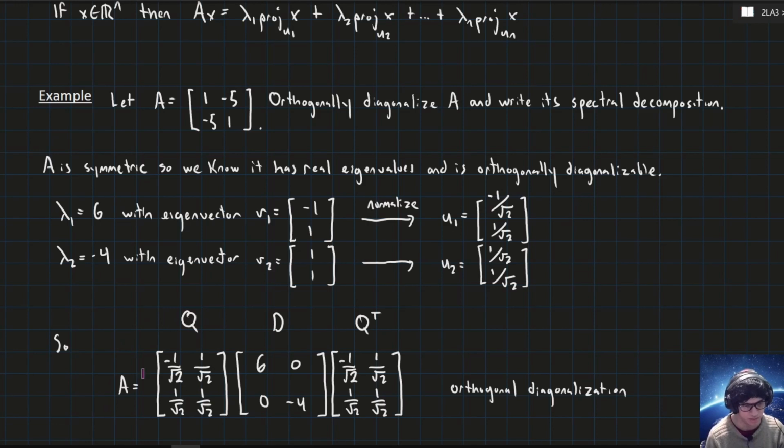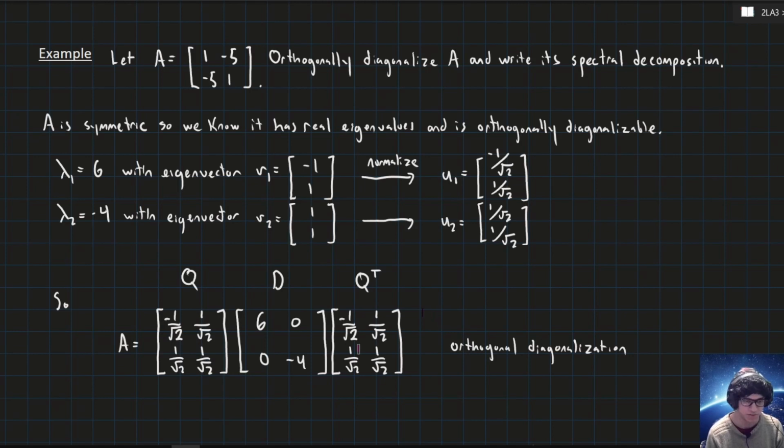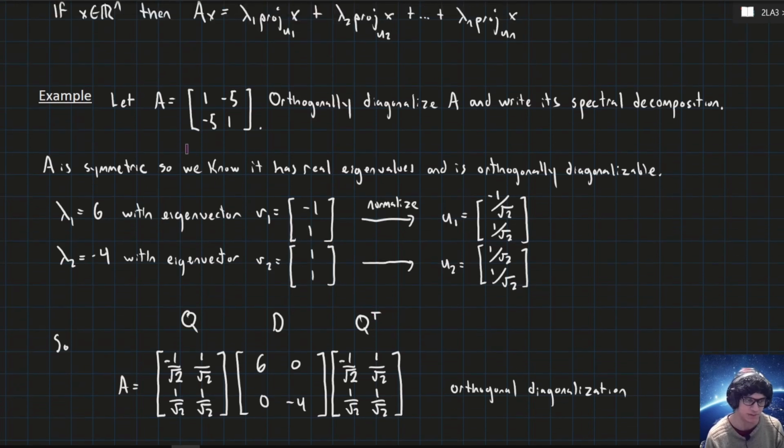And then we get Q composed of these normalized eigenvectors as the columns like this. And then we get the diagonal matrix of eigenvalues. And then our Q inverse is going to just be Q transpose. In this case, Q happens to be a symmetric matrix, but that's just a coincidence. That usually won't happen. So this is the orthogonal diagonalization of A. If you multiply this out, you'll get A back.